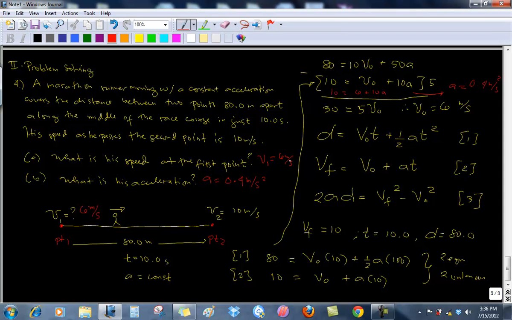Let me check kung tama ba na. Wala ang answer dyan. But more or less, kung wala ko nagkamali, then this is right. So this is how you solve problems.